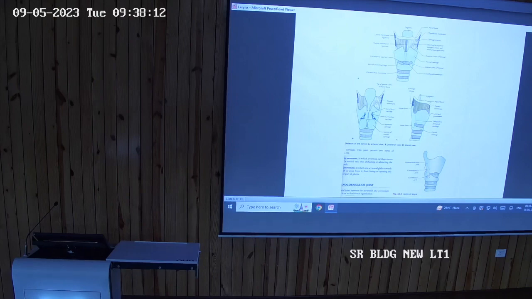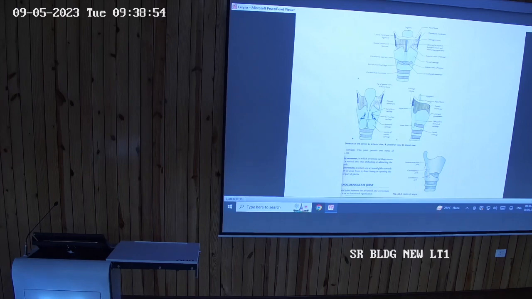Okay, no problem. This thyroid membrane is thickened in the center. Can you see it? This thickening of the thyroid membrane in the center is called the thyroid ligament. Next to this, on the lateral side, again a thickening of the thyroid membrane is called the lateral thyroid ligament.